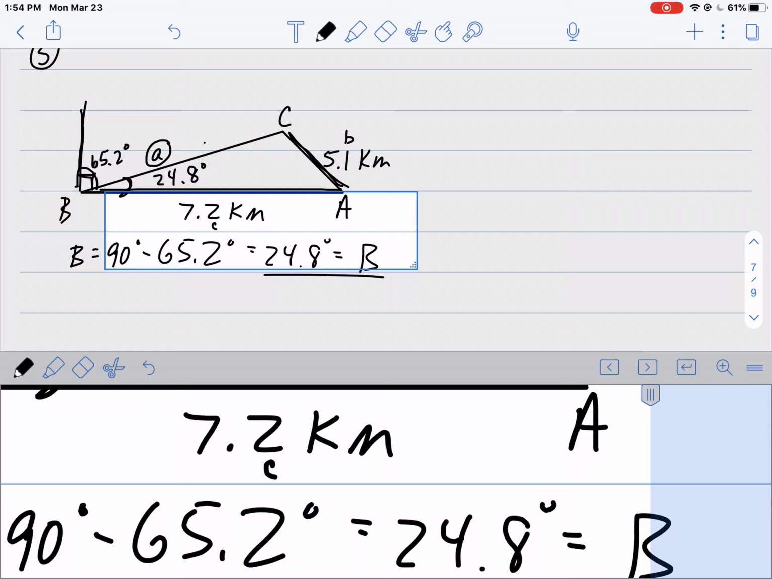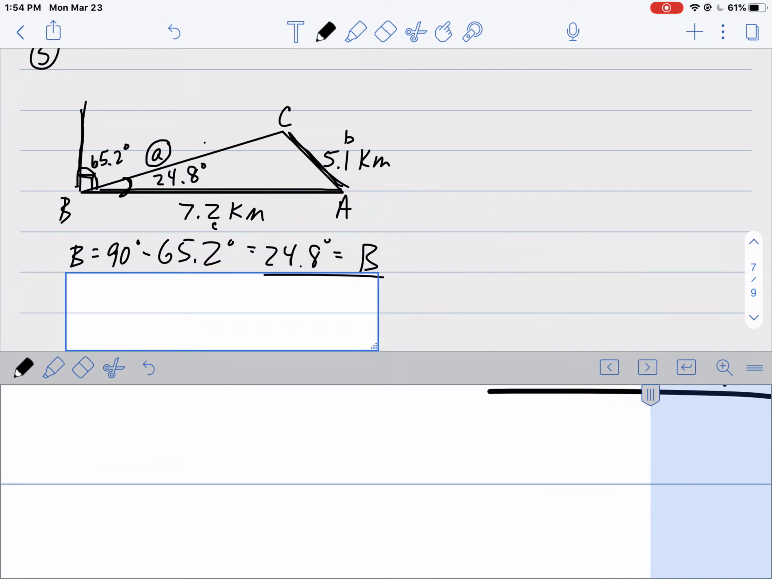I don't have information I can use yet to get A, because all I know is the length of side C. So I can set up a ratio, but I'm going to have to first find angle C so that I could then find angle A, and then we can get around to setting up the ratio that we need to find side A. All right. So first, angle C.